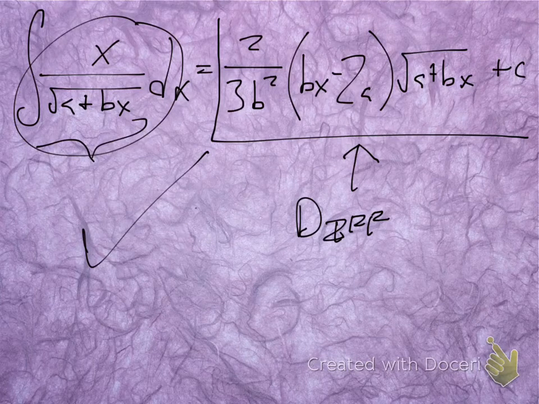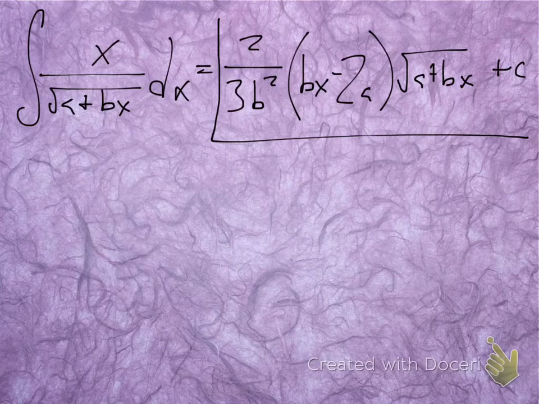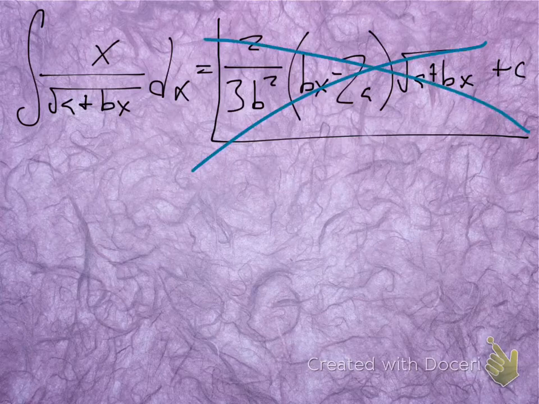But if we get something different, then we know that either we made a mathematical mistake in differentiating, or we made a mistake in our integral, and our answer is wrong. And this is not the antiderivative. This is not the indefinite integral. So that's what we need to do.